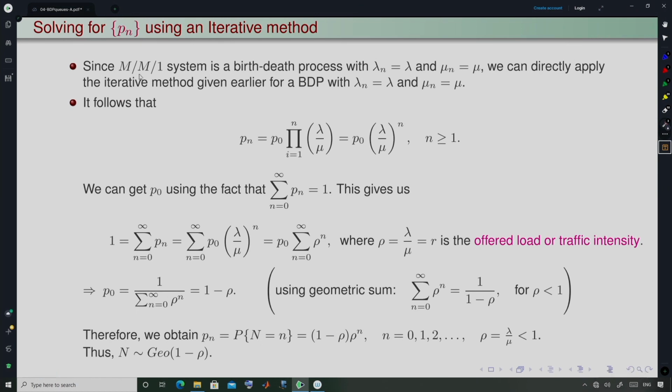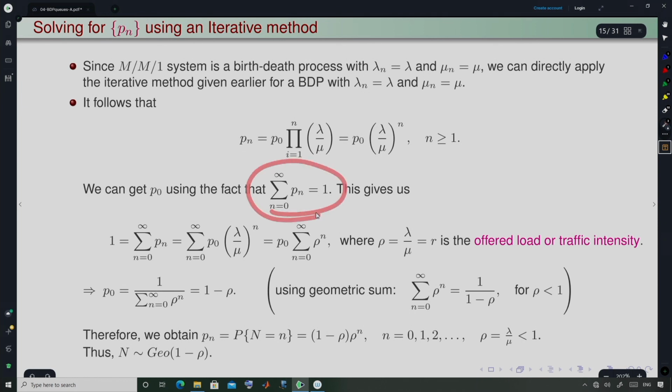As we said already, this is a birth death process with constant rate of birth and constant rate of death. So, we can directly apply the iterative method given earlier for the BDP with these parameters. So, what was that? Recall Pn was expressed in terms of P naught, right, as the product of lambda i minus 1 by mu i. Since all of these are constant, this has become a constant to the power n, right. So, P naught times lambda by mu to the power n is what your Pn's are.